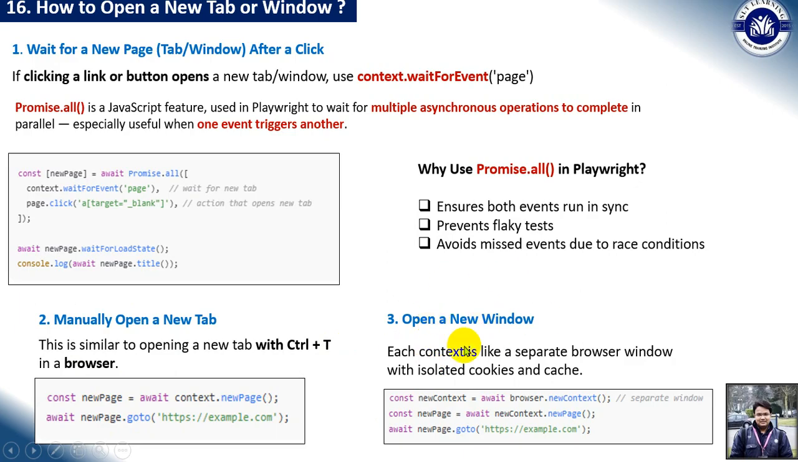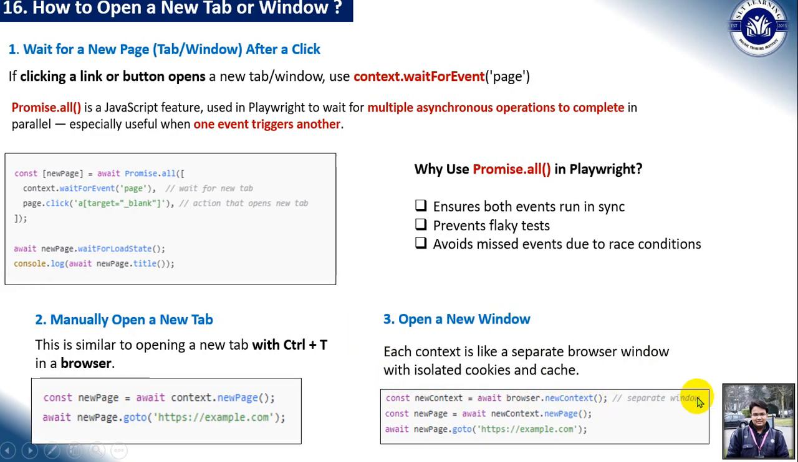How can you open a new window? Each context is like a separate browser window, isolated in cookies and cache. So what is the meaning of creating a new context? You will get control over the cookies and cache information of that particular separately created browser. Okay, so this is the syntax: context = browser.newContext(). This creates a separate window.